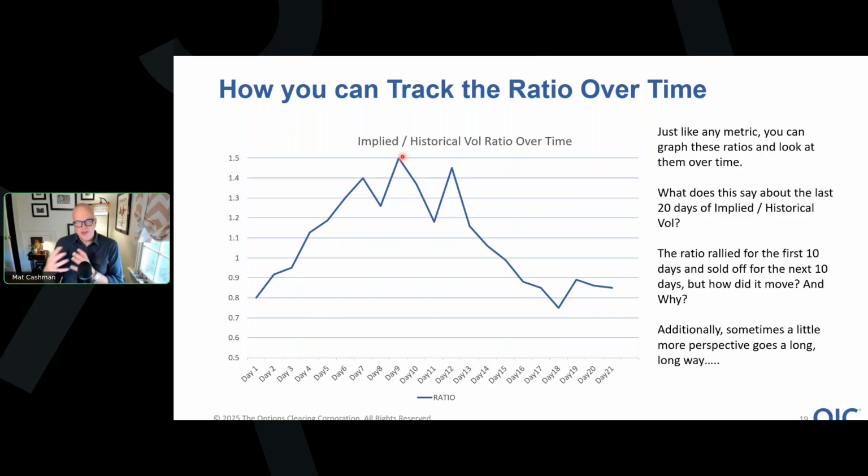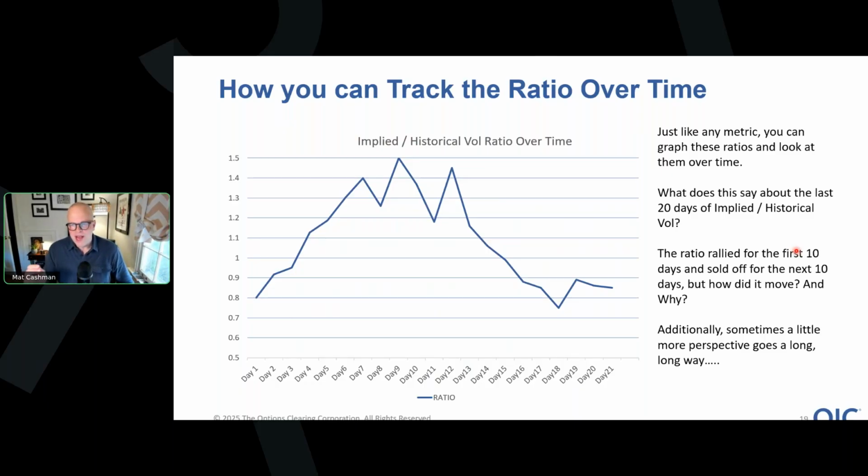This tells you that one of those things is moving or both of them are moving, but the implied vol is moving higher than the delivered vol when you measure it implied over historical, or that the historical vol is cratering relative to the implied vol and it's staying the same. But what I'm telling you is that you can't always just look at this and know exactly what is happening.